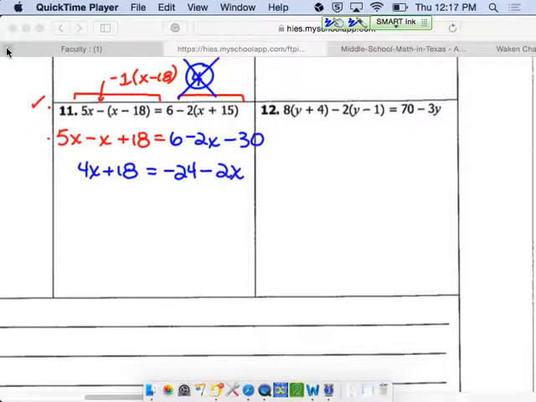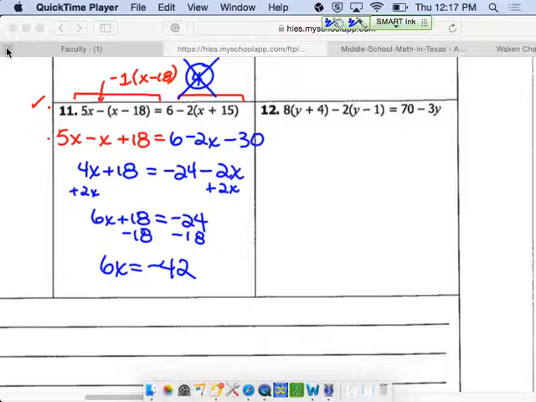And now I have options as to which way I would like to go. I'm going to go ahead and bring all of my x's to the right-hand side. So I now have 6 x's. And I'm now going to subtract the 18. And I have positive 6 x's. I'm going to set that equal to -42, since they're both negative. Then I divide by 6 or multiply by 1/6. And I end up with my answer of x equaling -7.